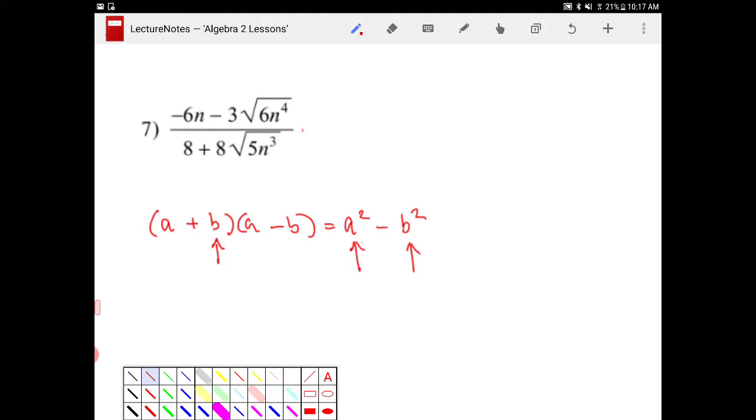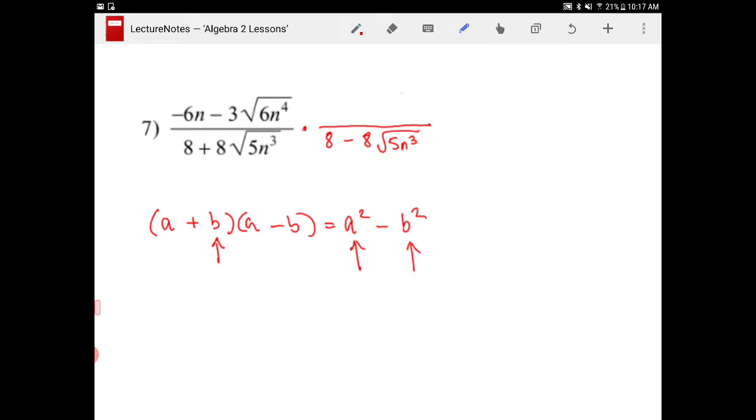And if it was irrational, it would also become rational. So this is the trick, right? We're going to multiply both the numerator and denominator by the conjugate, which is 8 minus 8 radical 5n to the third. And we're going to do this both for the numerator and denominator, because we cannot just multiply the denominator by some factor. We have to multiply the numerator with that quantity as well.